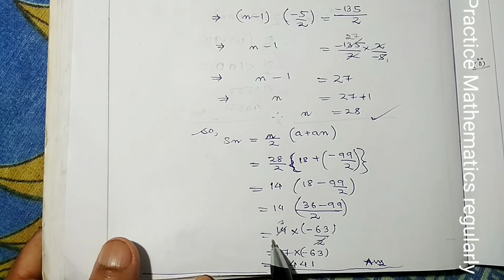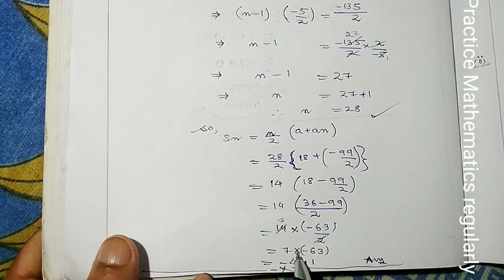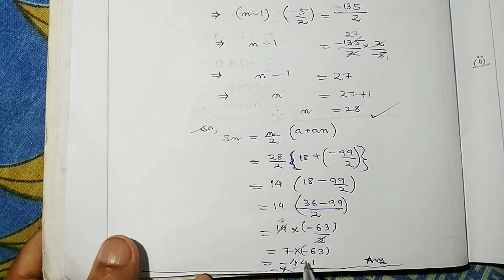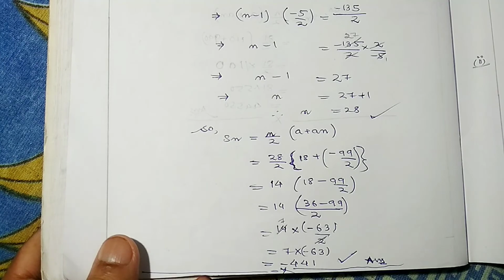These 2 and 14 can be cancelled. We got 7. 7 into minus 63. And if I multiply, I am going to get minus 441. So this is the sum of 28 terms.